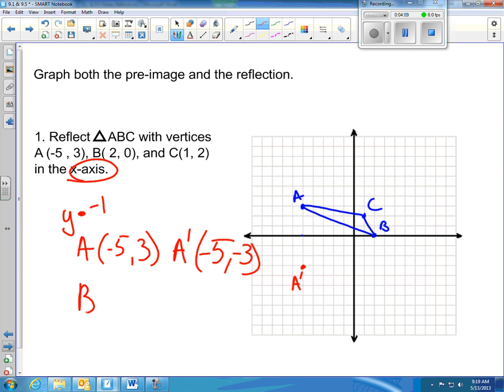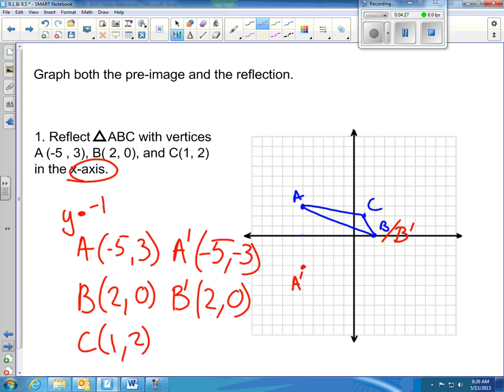All right, if we have B, we had 2, 0. And so for B prime, the x-coordinate stays the same, and taking our y and multiplying it by -1 still is 0. So this is B and B prime. All right, that brings us to C, which is 1, 2. So C prime is going to be 1, -2. So over 1 and down 2. So this is C prime. So if we connect the dots there, now our triangle has been reflected over our x-axis.